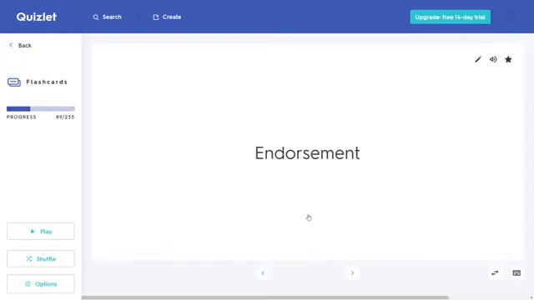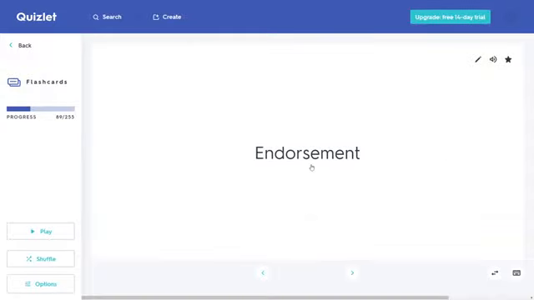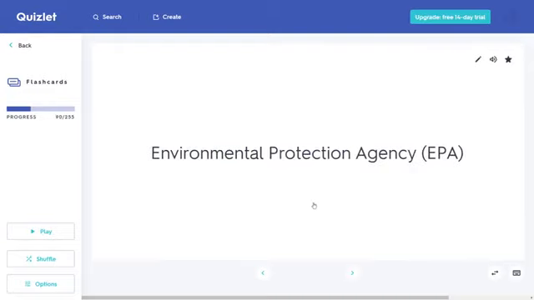Okay, endorsement. All right. So here's a couple seconds for you guys to think this one over. Okay, this one should be easy for you guys. I'm sure you guys have heard of endorsed. Well, it's the same thing, endorsement. It's just a signature, it's signing paperwork, normally a contract. So again, you're just going to be signing paperwork. You're doing an endorsement. You're endorsing yourself, whatever it might be. It just means signing.